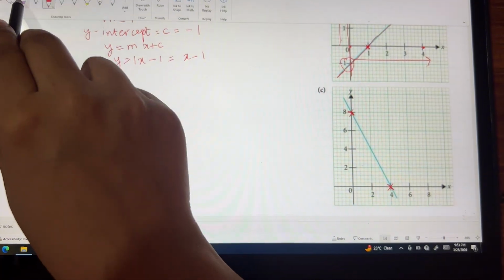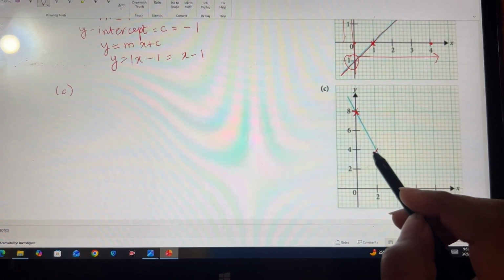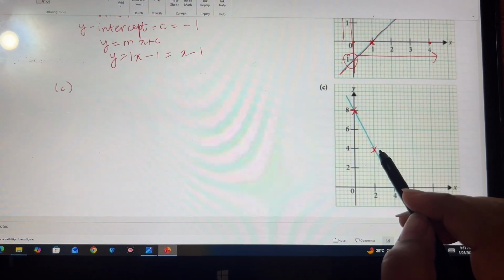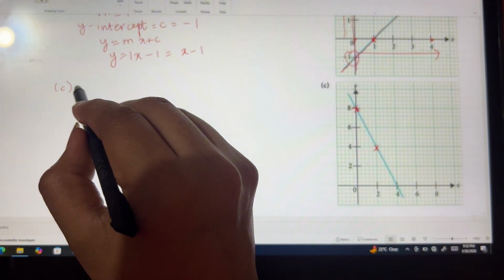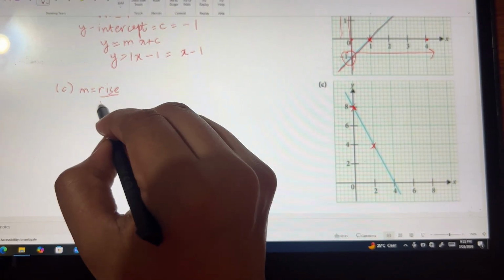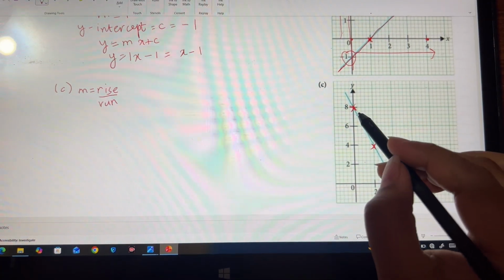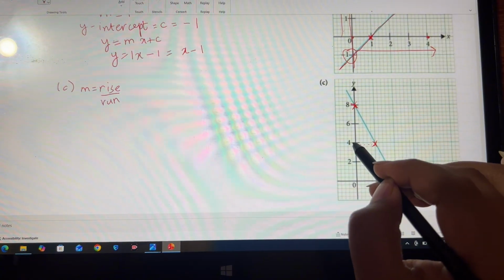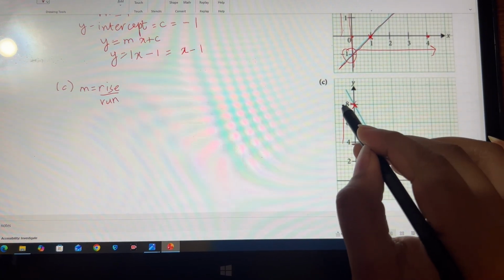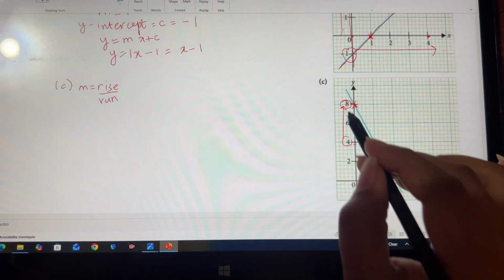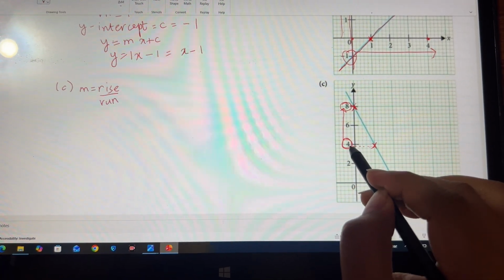So let's take 8 and 4. You can take this one also, it is totally up to you. Now the formula is m equals rise over run. My point is going from 4 to 8. So what is the highest number? The highest number is 8 and the lowest number is 4.